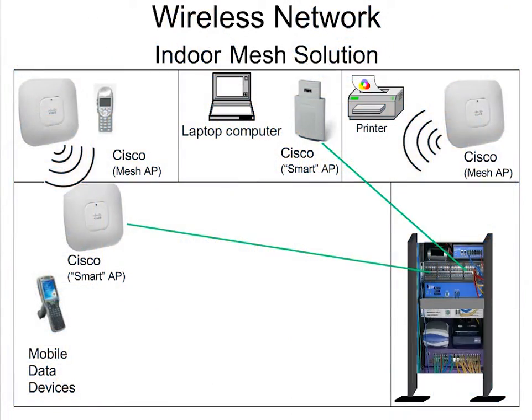So here you'll see an indoor mesh solution. You see that bottom left Cisco Smart Access Point has a green wire back to the host. There's the one in the middle, green wire back to the host. But now you'll see two other access points with no wired connection. And you'll see they're connecting wirelessly back to a nearby access point that does have connectivity.